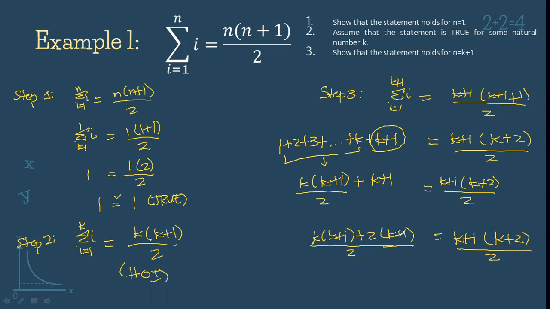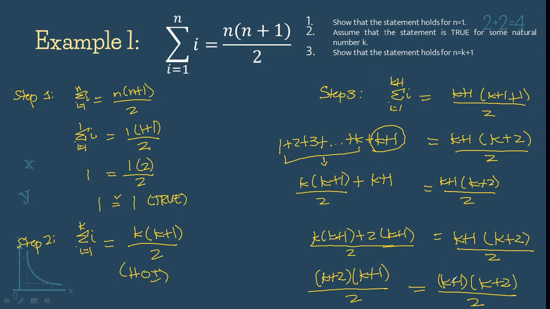Ngayon po, ito pong k plus 1 and k plus 1 are the same lang naman po. So, ibig sabihin, pwede natin siyang i-factor out. At ito pong mga nasa labas, pwede natin siyang pagsamahin. So, remember po yung lesson natin nung grade 8 po about factoring. So, yun, mai-apply po natin siya dito. So, we have k plus 2 times k plus 1 all over 2 is equal to k plus 1 times k plus 2 all over 2.